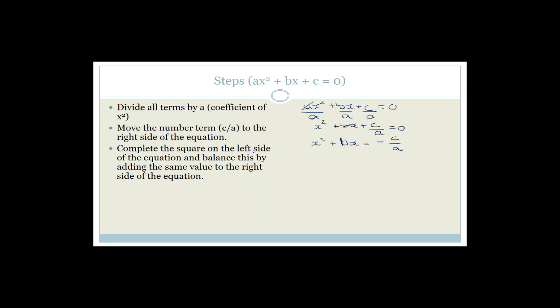Next, we're going to complete the square on the left-hand side and balance this by adding the same value to the right-hand side. So how do we complete the square? We go x squared plus bx plus, and now we need to halve it and square it. We halve the middle term and then we square it. So we write plus b over 2 all squared. But I can't just do this to one side of the equation and not the other, because then I don't have an equation anymore. So I've got to go minus c over a.